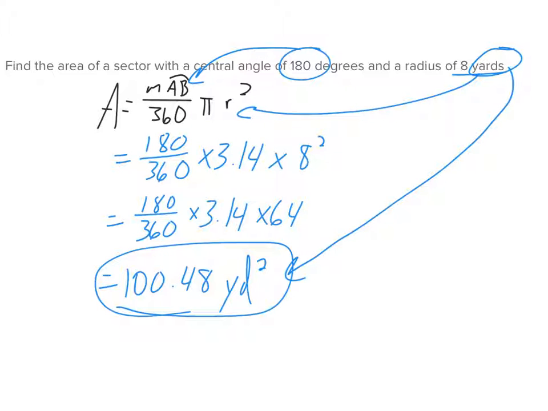So our equation should have looked like 180 divided by 360 times 3.14 times 8 squared. Again, 8 squared is 64. If we type that into our calculator, the area should be 100.48 square yards.